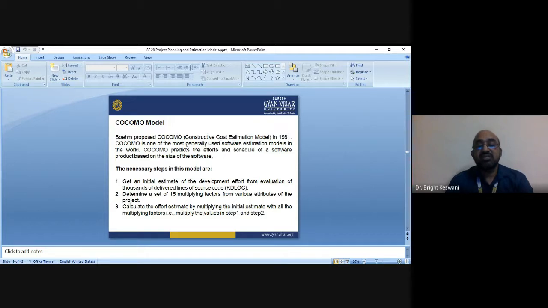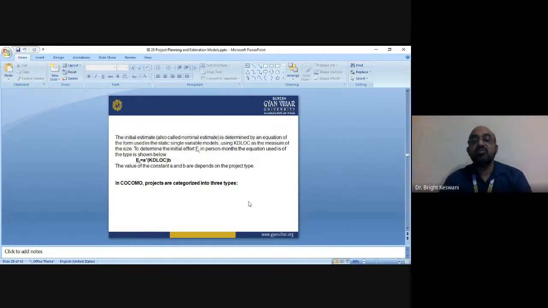The second step is to determine a set of 15 multiplying factors from various attributes of the project. Thirdly, calculate the effort estimate by multiplying the initial estimate with all the multiplying factors, that is, multiply the values in step 1 and step 2.